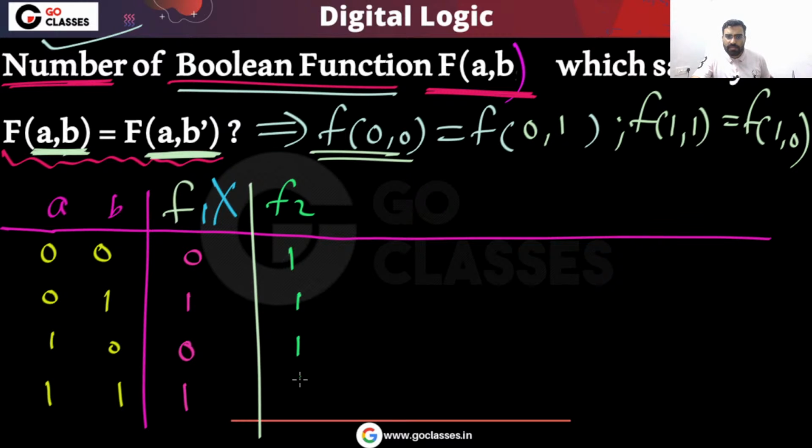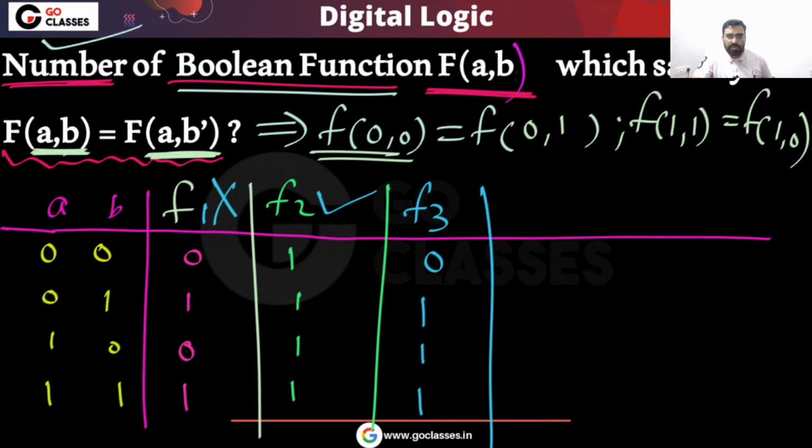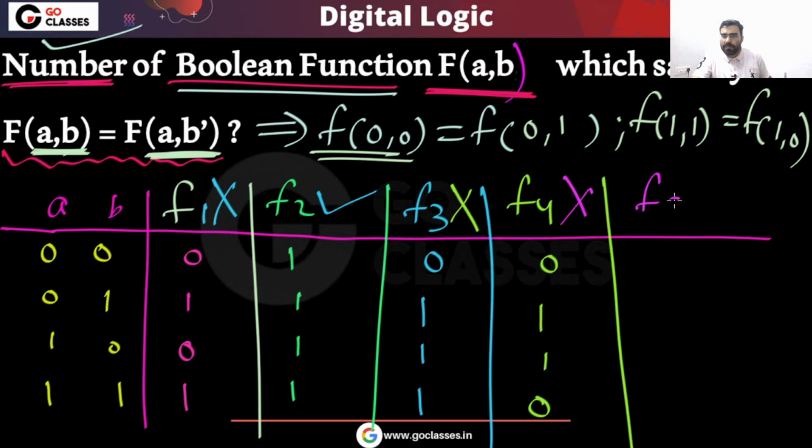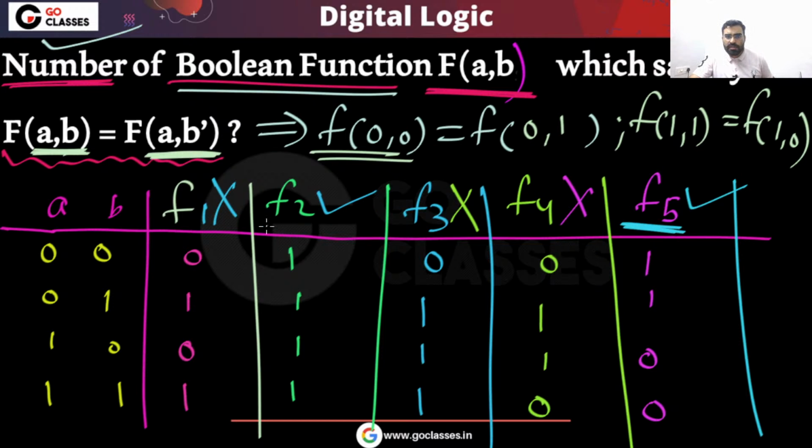So should we count this function? Yes, this function will satisfy the property. What about this function 0 1 1 1? This function will not satisfy the property. What about this function 0 1 1 0? This function also will not satisfy the property. And what about this function 1 1 0 0? This function will satisfy the property. Yes or no? f5 will satisfy the property. So remember, we have to count this type of function, like this one and this one.